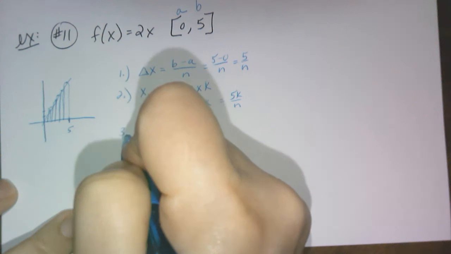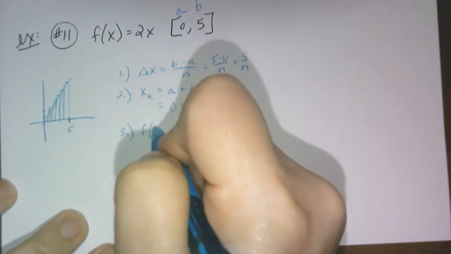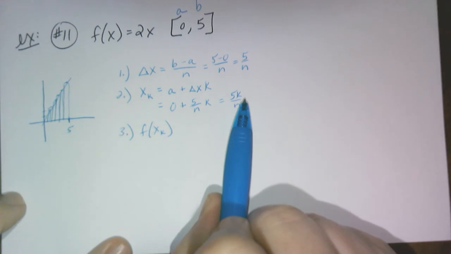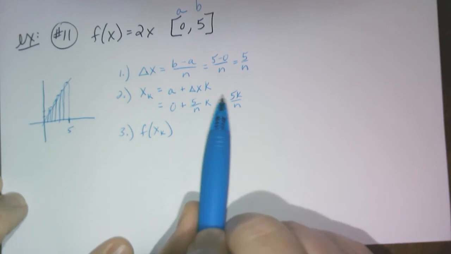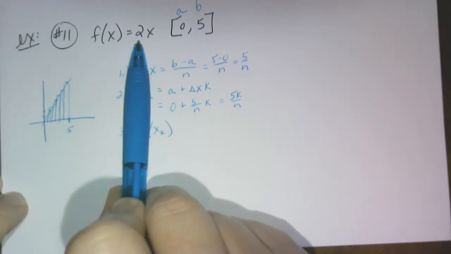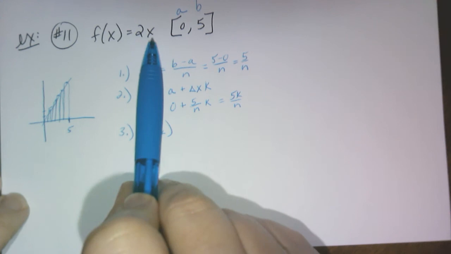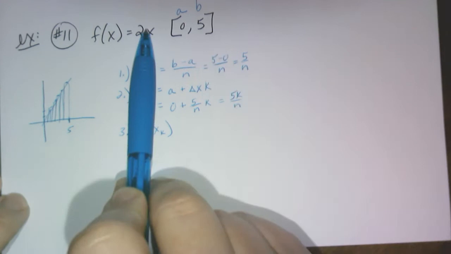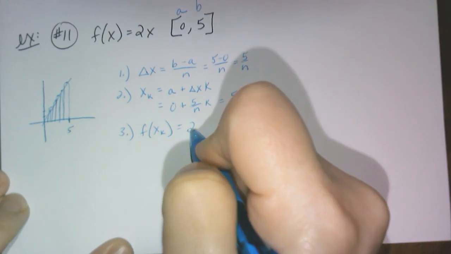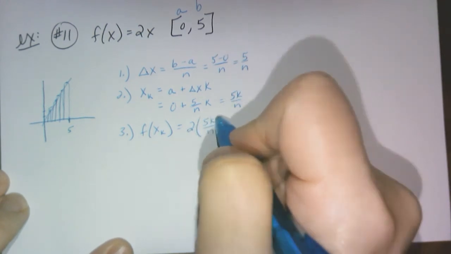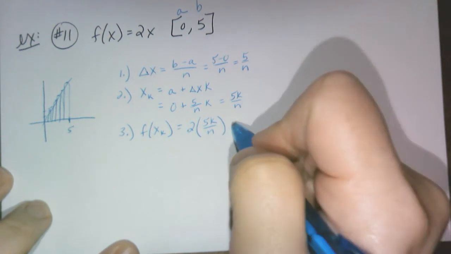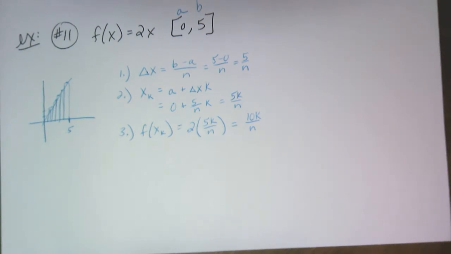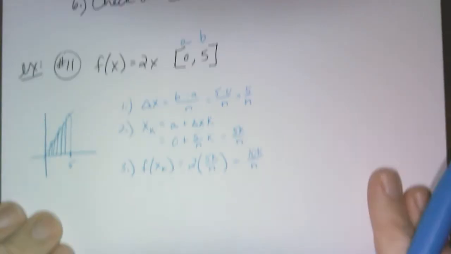Now, what's step number 3? What's f of x sub k? What do you think that would be? Well, that would be your x sub k plugged into your f of x function. So wherever you see an x, you're going to put x sub k. Whatever you got for x sub k, you're going to plug that right there. So you would get 2 times 5k over n, which is 10k over n.